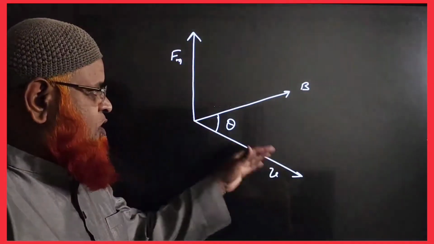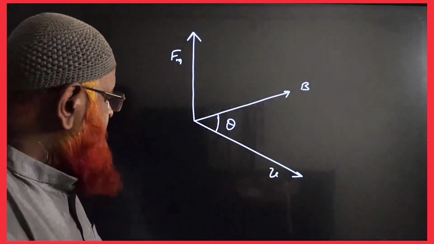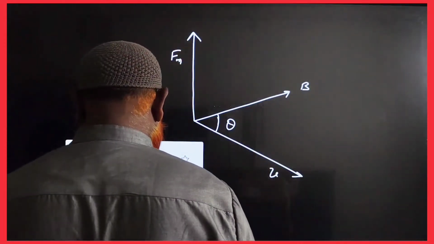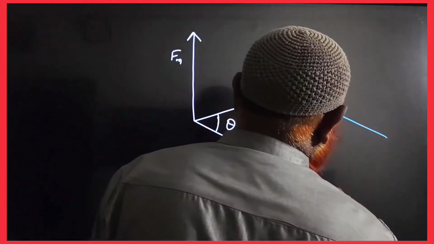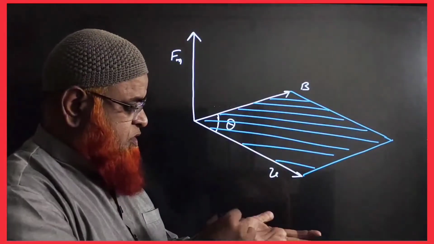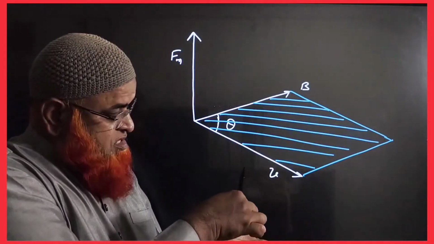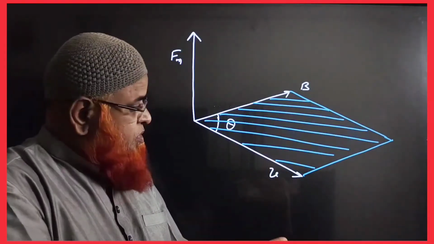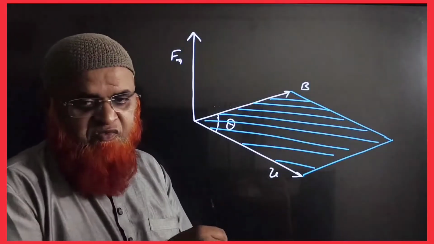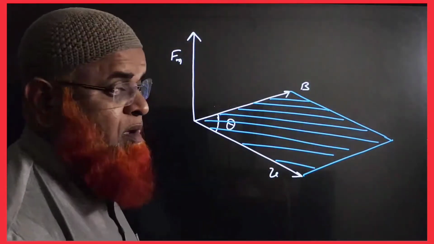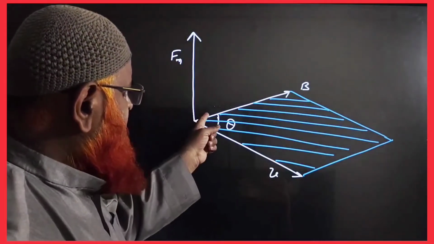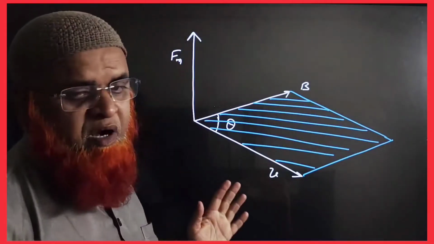If in this direction there is a velocity, and in this direction there is a magnetic field, both the vectors are lying on the same plane. Let us imagine that these two vectors, V cross B, are lying on the same plane. For example, this is V, this is B, and the force is acting perpendicular to both. So V and B are on the plane. Actually this is a 3-dimensional figure. We can't draw a 3-dimensional figure on a 2-dimensional board, so we have to imagine. That means this force is perpendicular to B, and it is also perpendicular to V.